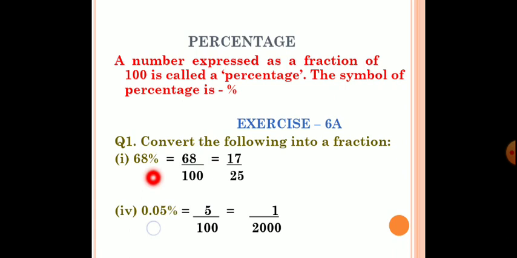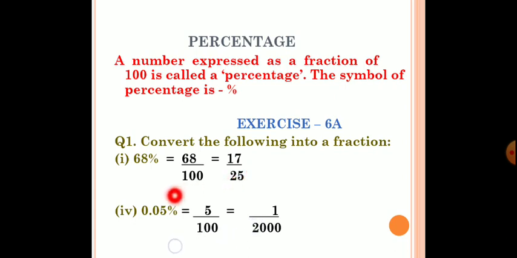So 68%. So how to convert 68% into a fraction? That is, we'll write it as 68 by 100. Then we will reduce this fraction into the lowest term, that is 68 divided by 4 and 100 divided by 4. So that is equal to 17 by 25. Now as we can see that 17 and 25 cannot be further divided by any common divisor. Therefore the answer is 17 by 25.